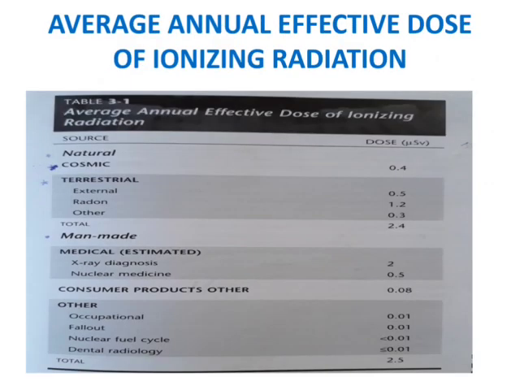So this table shows an average annual effective dose of ionizing radiation and the contribution of each factor and the amount of doses delivered by them, which is given in microsievert. So looking into the dental radiology, it is a very minimal amount, that is around 2.5 microsievert.